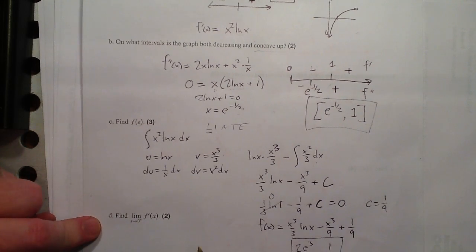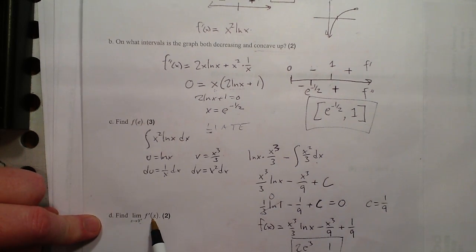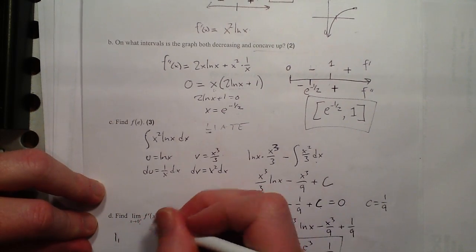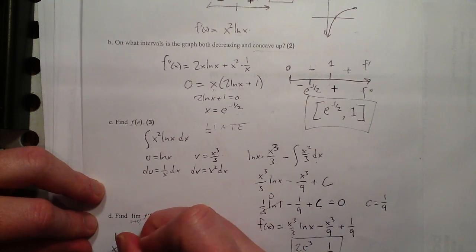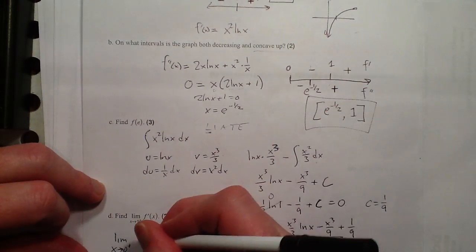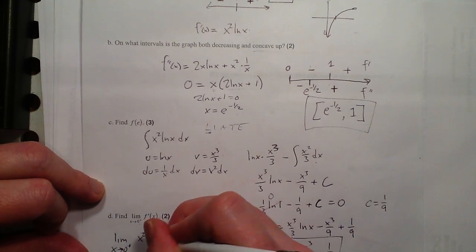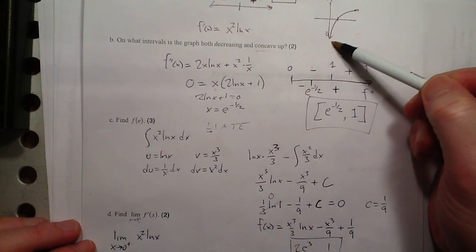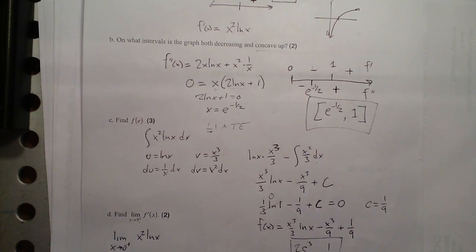Okay, and then part D, they want the limit as x approaches 0 from the positive side, which it has to be because of the natural log function, of x squared natural log x. Well, you might plug in the 0, and that gives us 0 times the natural log of 0, which is like negative infinity. 0 times any form of infinity is an indeterminate form.